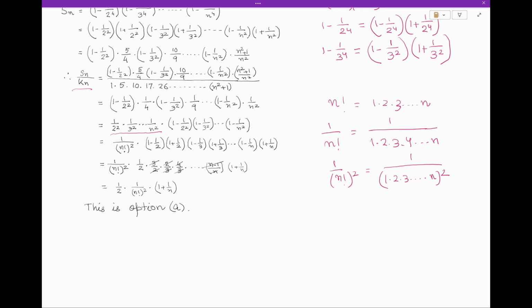So, Sn by Kn will become this half multiplied by 1 divided by factorial n whole square multiplied by 1 plus 1 by n. And that is option A.